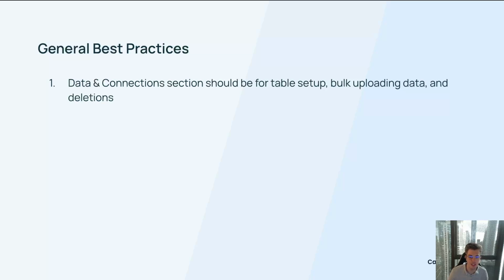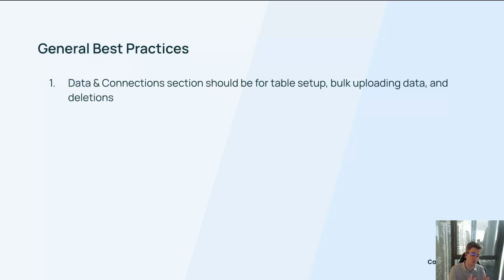Focusing on that first section, the first way to access them inside of data and connections, this should be for table setup, bulk uploading of data, and deletions. Anything that we're doing across multiple plans, ideally for our entire employee or payee base at the same time. If we want to spot check, if we want to do different things, look at certain things, you can filter, and we'll get to that in a moment as well. But generally, when we're doing bulk actions across plans, this is probably where we want to be doing them.